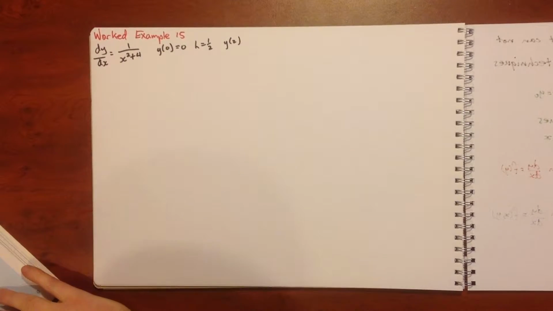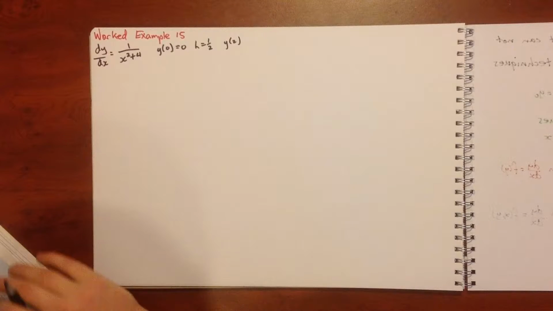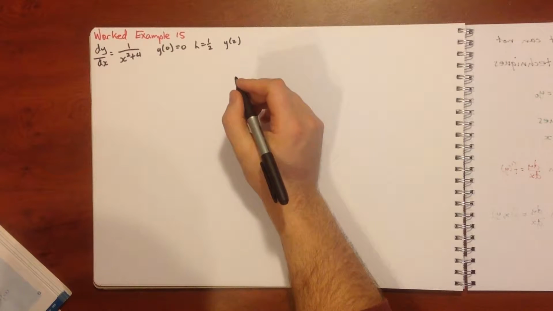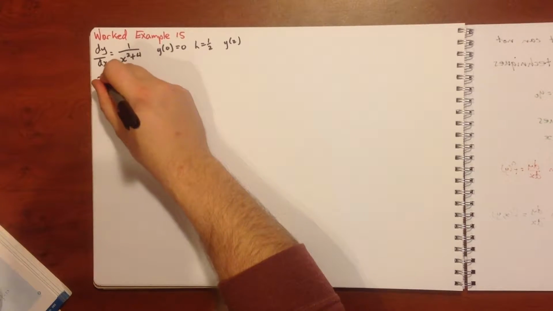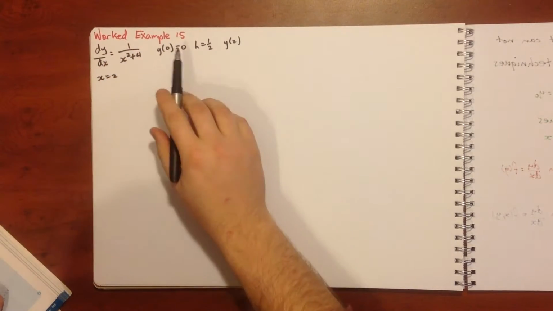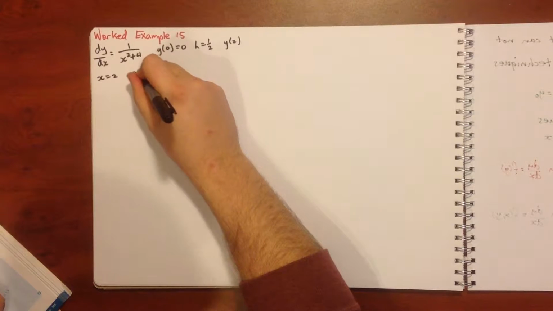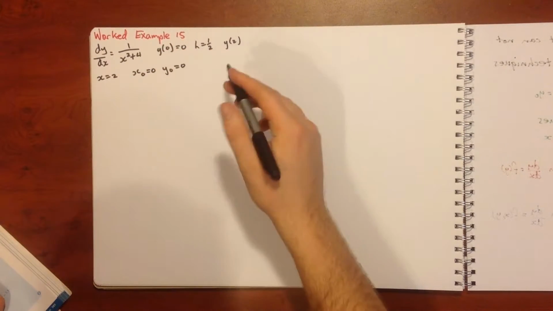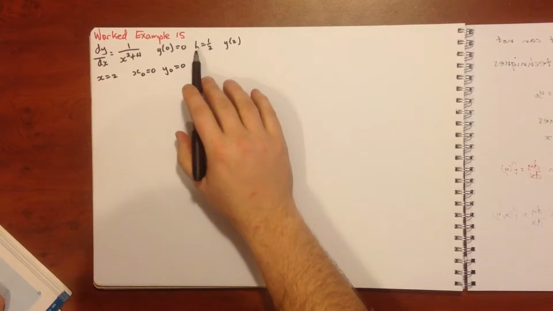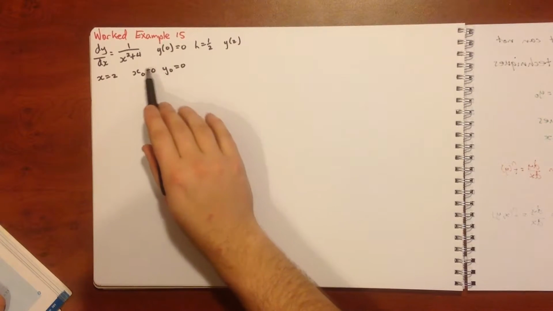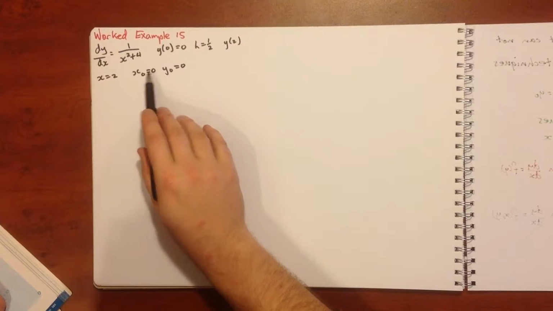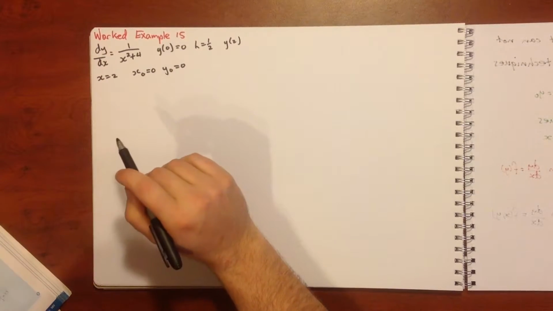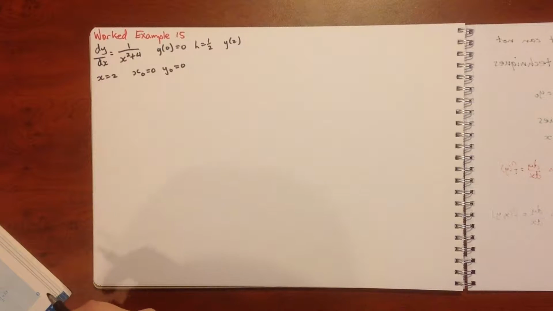So we're approximating y of 2, that's going to be when x equals 2. Now we know that x naught equals 0 and y naught equals 0, and of course we know that our h is a half. Since we're starting at x naught equals 0 and going to x equals 2 with a step size of a half, we're going to have to do the procedure 4 times.